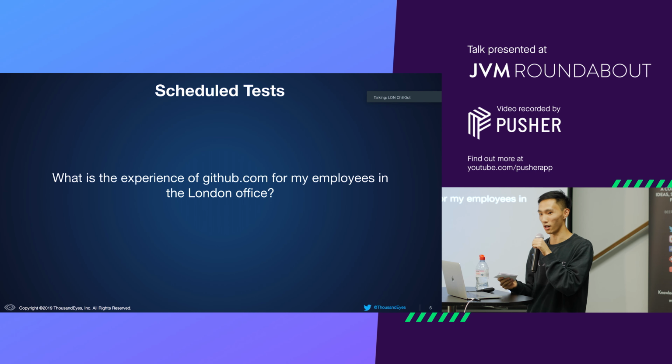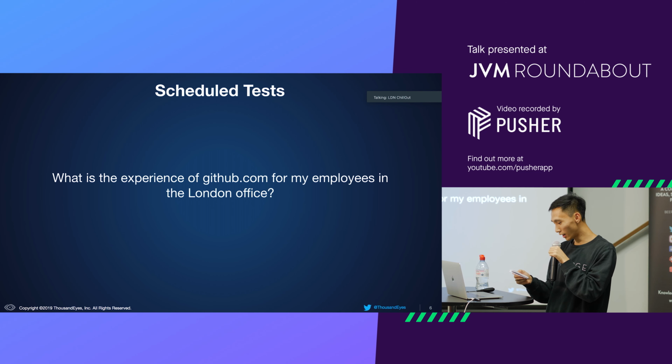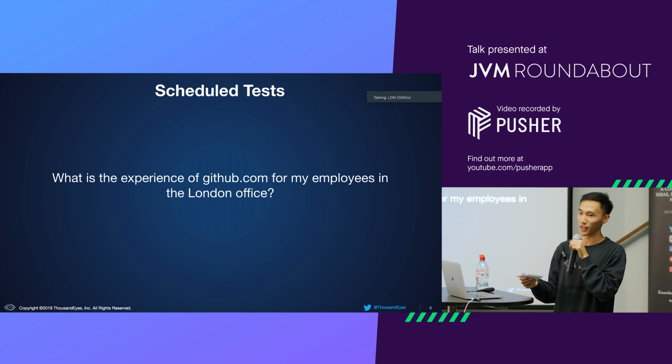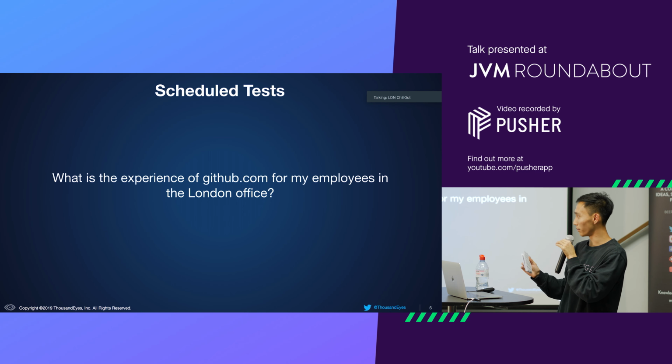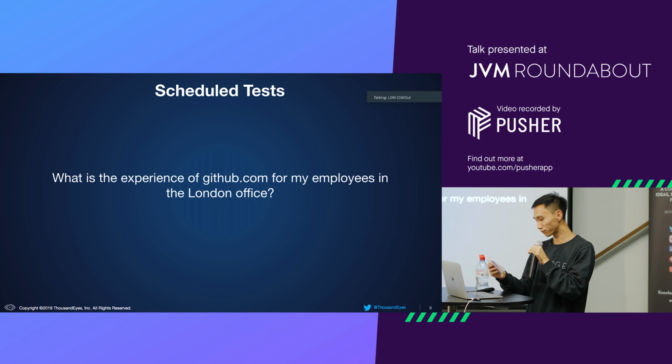Now, to explain how reactive programming is involved, I want to explain a feature that our product supports, which we call scheduled tests. And scheduled tests effectively allow our customers to answer the question like, what is the experience of GitHub.com for my employees in the London office? So pretty vague, but we can dive into what this means.